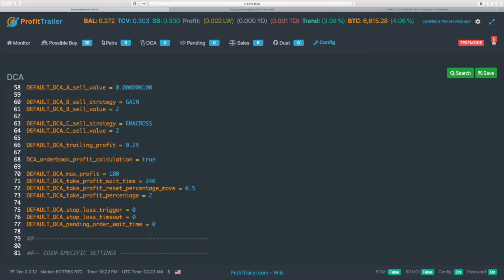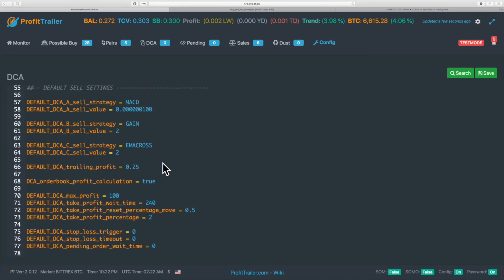Sell settings are very much like the pairs, so you basically set up which strategies you want to use for selling and your values, and it will go ahead and sell from the DCA log. There's nothing special here under DCA for selling. Just remember that you can set this similar to pairs if you want, or you can set it completely different. It's entirely up to you.